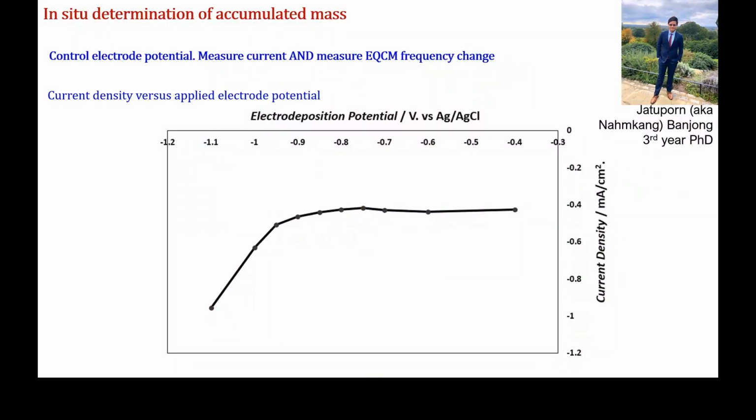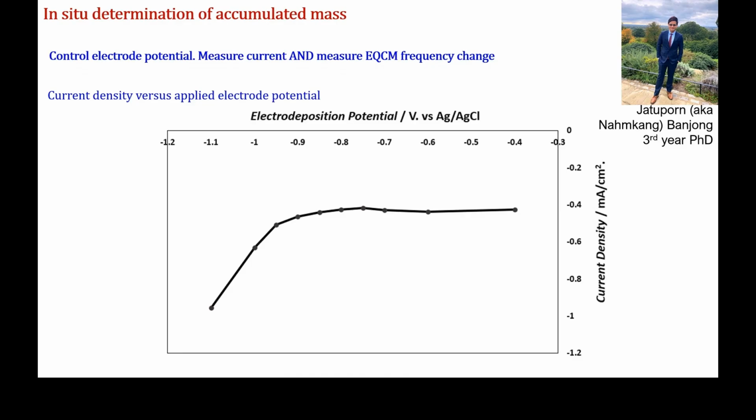So this is Namkang. He's sitting in the audience here, and this is all of his work, and some of the really cool pictures before were his work as well. This is an example of a voltammogram that Namkang obtained. So it's actually currents measured at fixed potential, so it wasn't quite a sweep, it was more potentiostatic measurements of current versus potential. This is all on an electrochemical quartz crystal microbalance.